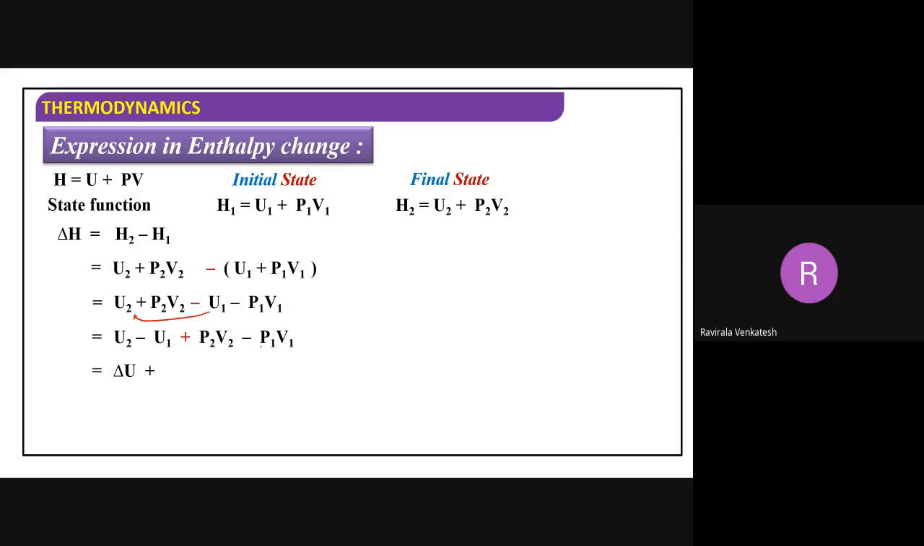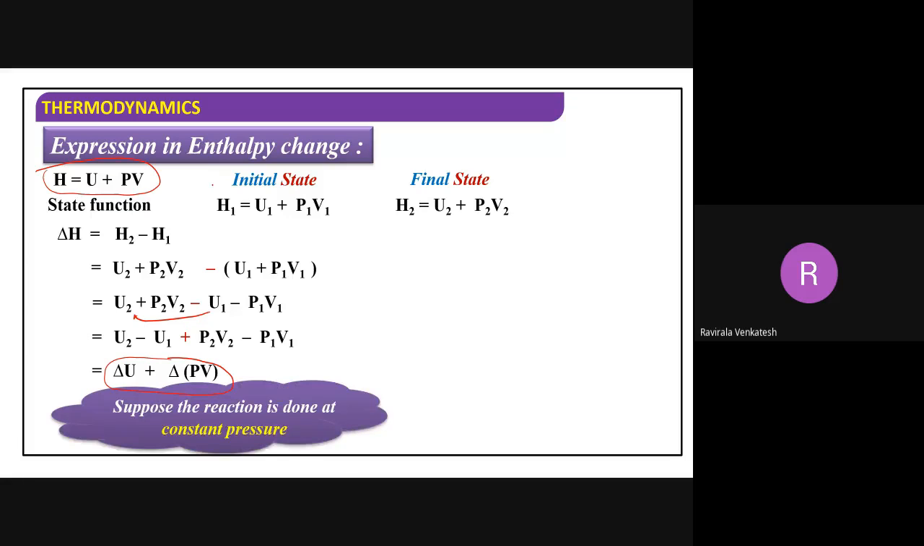Now P2 V2 minus P1 V1 is equal to delta PV. Right? So we got this equation: delta H is equal to delta U plus delta PV. Here delta is nothing but change, isn't it? From final to initial. Now suppose the reaction is done at constant pressure.